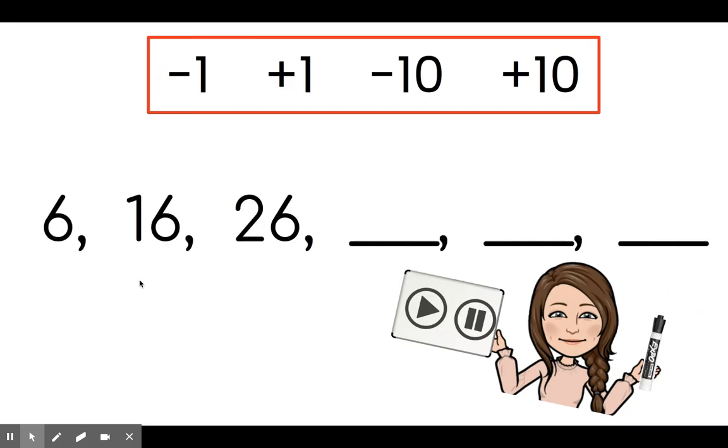Here's our next pattern. 6, 16, 26. You're going to decide which pattern rule we're using. Subtract 1, add 1, subtract 10, or add 10. And then fill in the 3 missing numbers in our pattern. Press pause. When you're ready to check your work, press play.